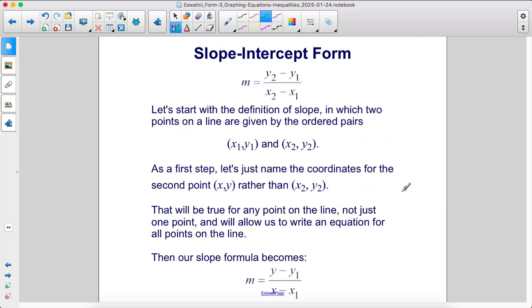Let's start with the definition of slope, in which 2 points on a line are given by the ordered pairs x1, y1 and x2, y2. As a first step, let's just name the coordinates for the second point x, y rather than x2, y2. That will be true for any point on the line, not just one point, and will allow us to write an equation for all points on the line. Then our slope formula becomes m equals y minus y1 over x minus x1.